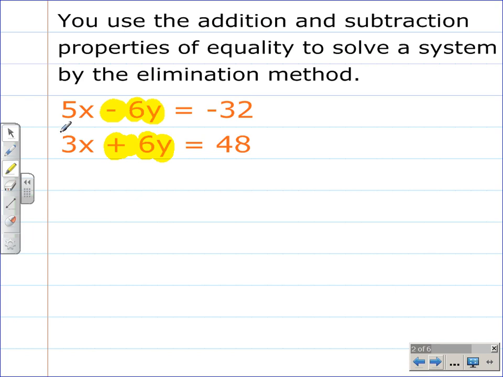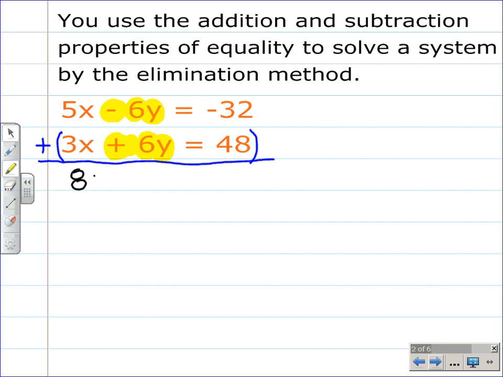So to solve this example, we're going to add the two equations together. The reason we are adding is because of these signs here in front of the 6y's, in front of the y terms. One's negative and one's positive. They are opposite signs, so when they're opposite signs, we add. So we add them together term by term. 5x plus 3x is equal to 8x.